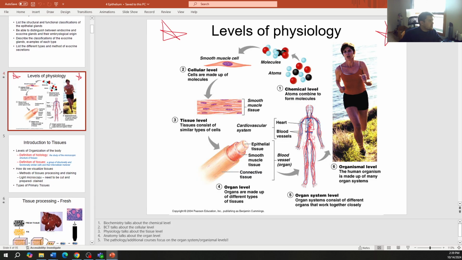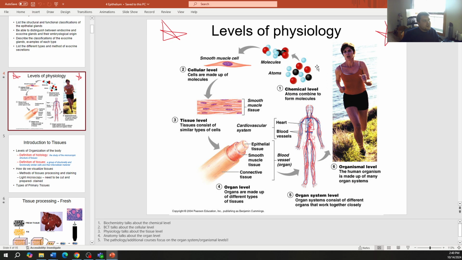Okay, so levels of physiology. This is what we're learning about right now. Biochemistry is the chemical level. The cellular level, this is our biology of cells and tissues right now. Tissue level, we get into more and more with physiology. The organ level, we talk a lot about in our anatomy courses. The overall organ systems and the organism as a whole, that we get into in all of our pathology courses.